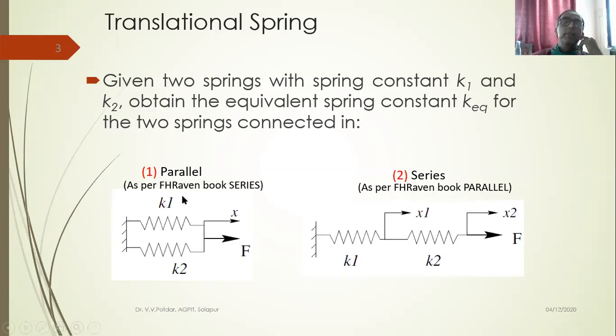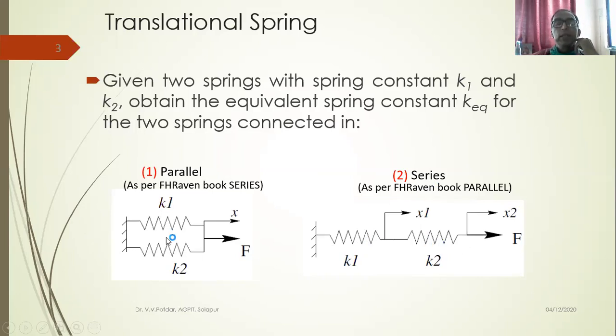So let us call this a parallel arrangement of springs. Two springs are in parallel and the force is applied because of this force F. These springs are subjected to displacement X. And the second arrangement is the series arrangement. Here, as per F.H. Raven's book, he calls it a parallel arrangement. Why? We'll discuss later. Now, we have two springs having stiffness K1 and K2.